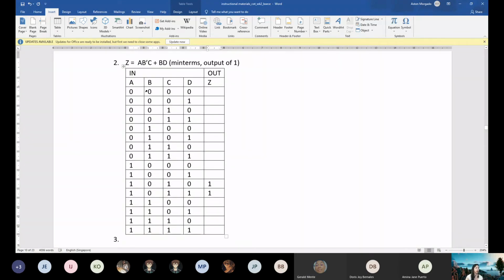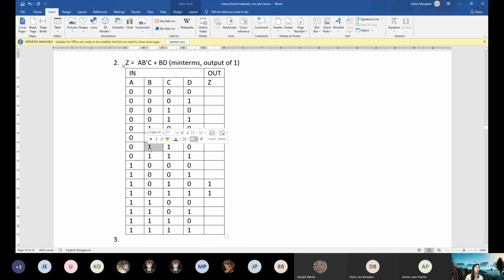How about for BD? BD, another term. B is 1, D is 1, so whenever we see B is 1 and D is 1, we shall have an output of 1. So hanapin natin B is 1. Starting here, B is 1, D is 1. Ito hindi, kasi this is 0. Okay, B is 1, D is 1, so satisfied. So we shall have an output of 1.